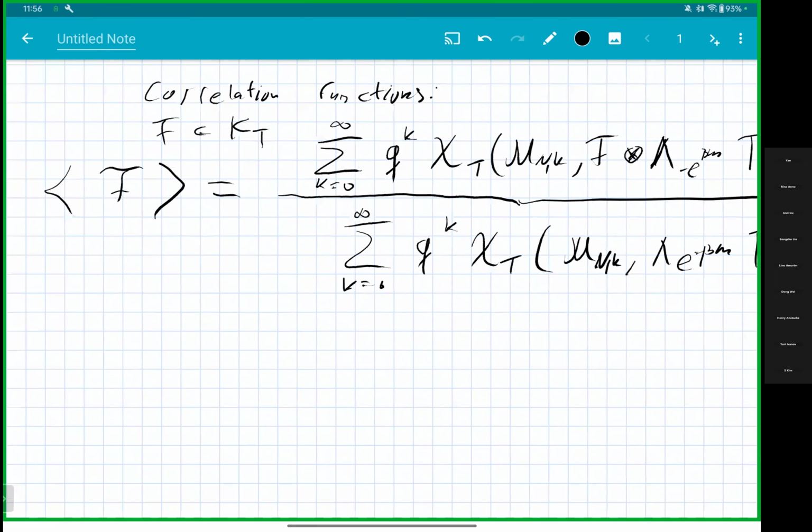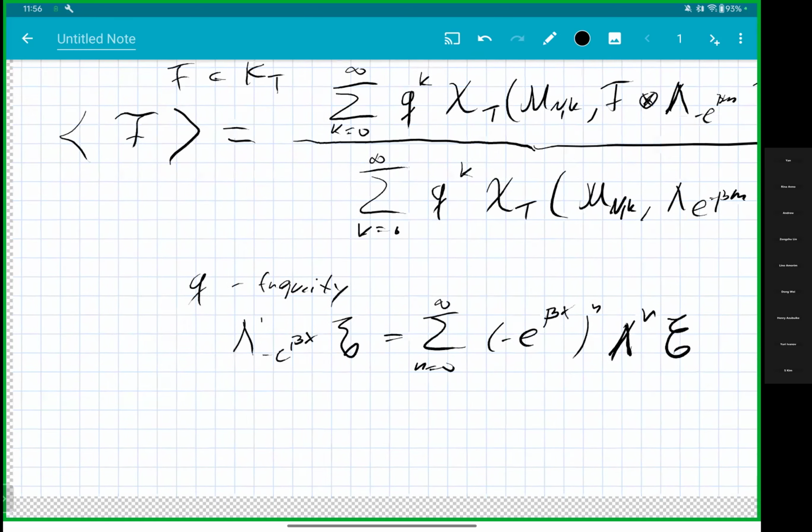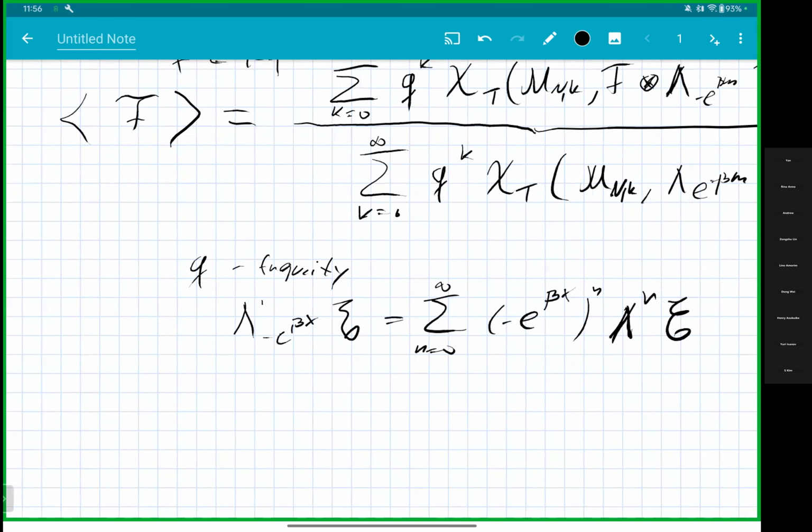Well, I need to introduce notation. Q is the fugacity parameter, which measures the charge of instantons. This lambda is just a weighted sum of exterior powers, it's a natural definition. And T is the equivariant Euler characteristic.